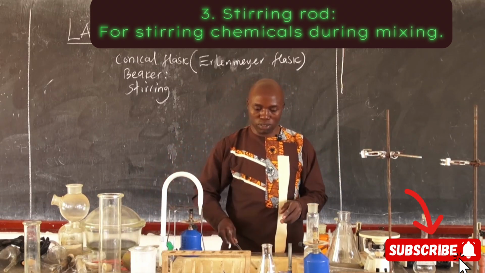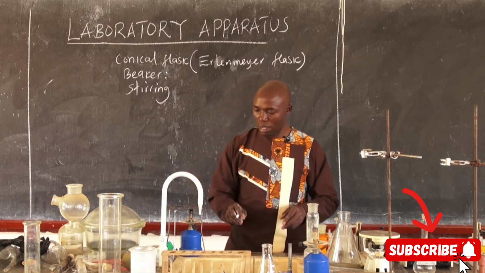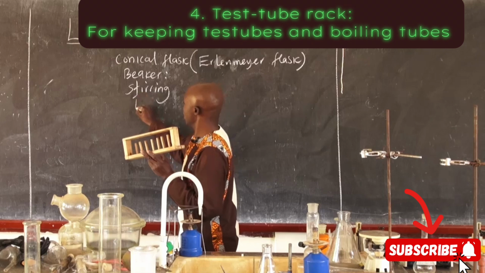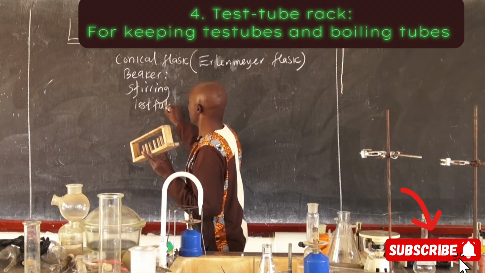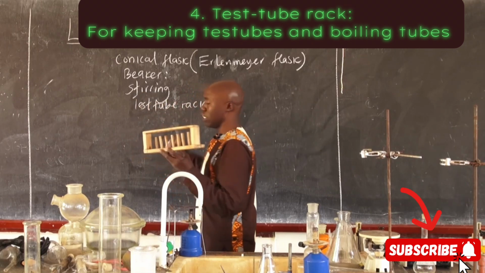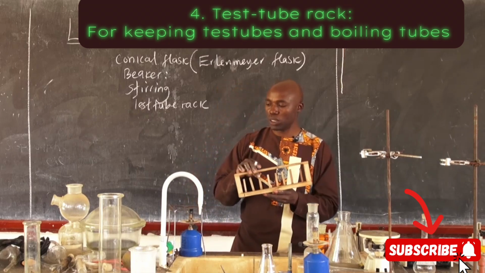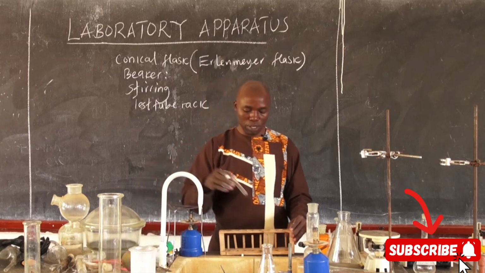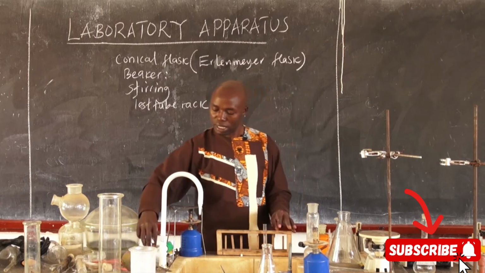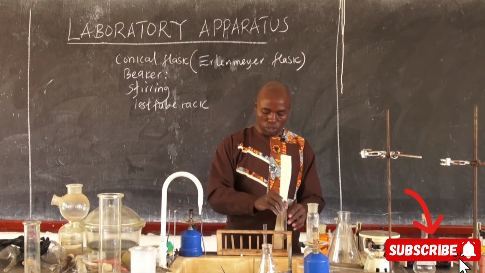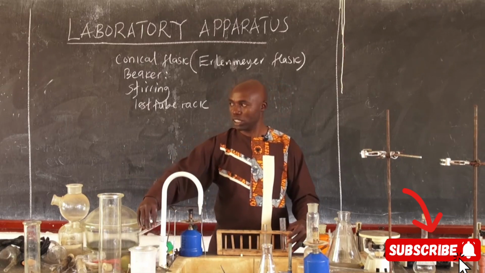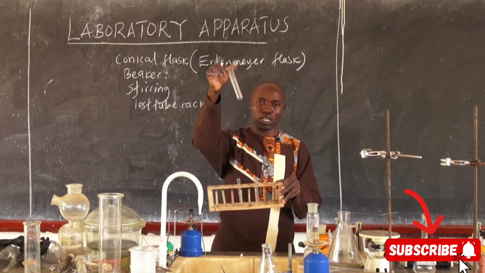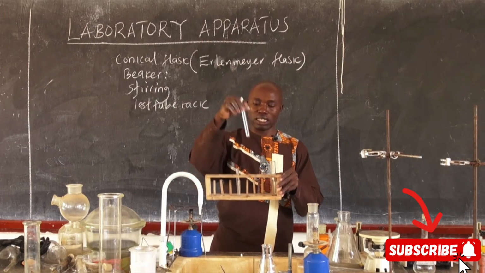Then let me pick on another one here. I have this one, is called a test tube rack. Test tube rack. It's used for keeping test tubes in a safe way, because most of them are made of glass or plastics. During experiments, we normally put them here for keeping test tubes, and also we can use it for keeping boiling tubes. This is called a boiling tube. This is called a test tube.